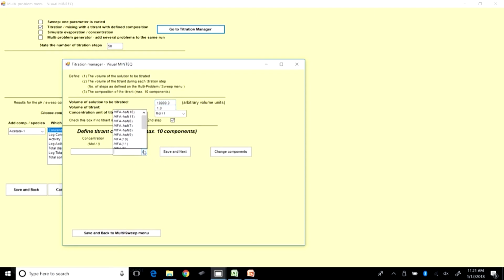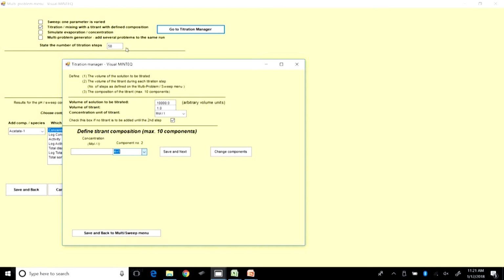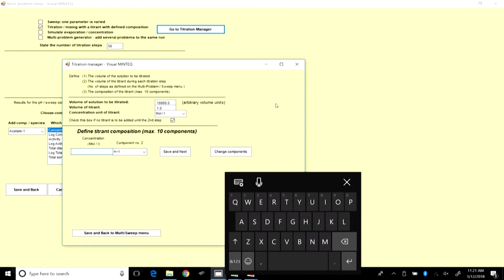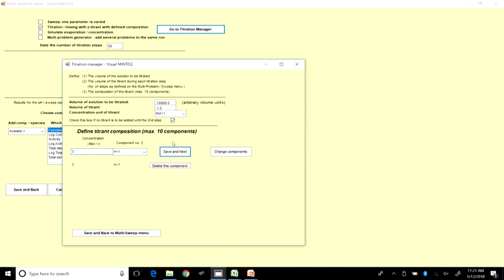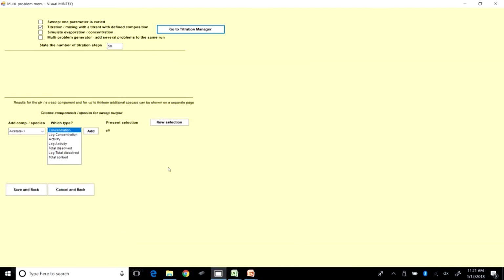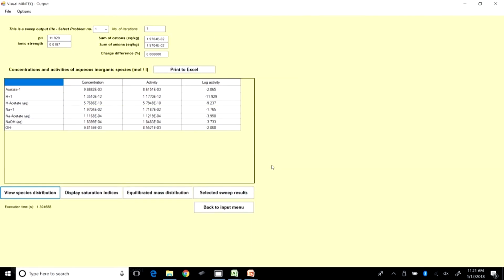So I am going to delete this component, again go back to finding H, right, and then I am going to say that it is going to be equal to the same concentration of the base that was added earlier. So save and next, save and back to multi-sweep menu and save and back, and now I am going to run the VMINTEQ. So obviously the first case that we see is we end up with a pH of 11.9. So 11.9 is a bit higher than 11.7, which is what we were aiming for, but to save time we are going to go ahead and look at this particular step for trial and error, right. And so then we are going to look at the circuit sweep results.